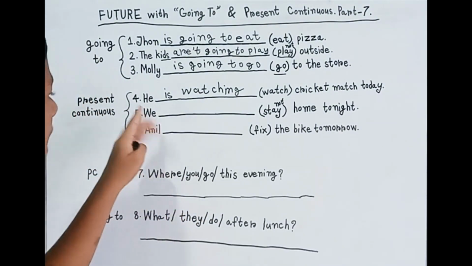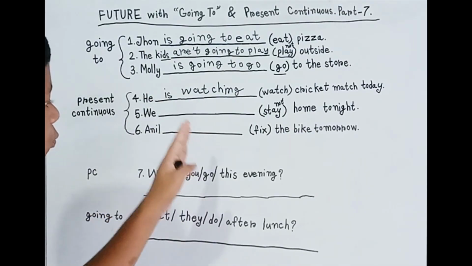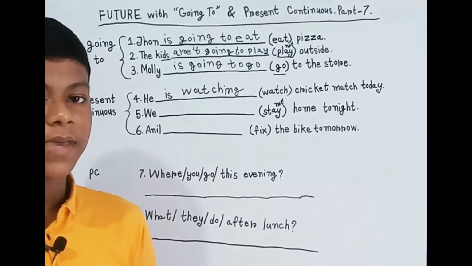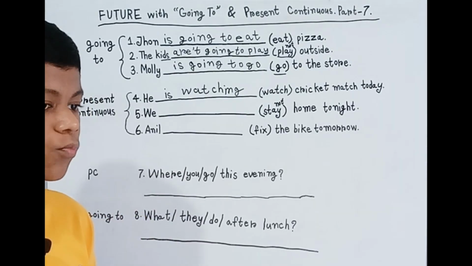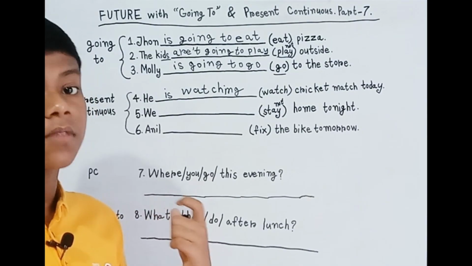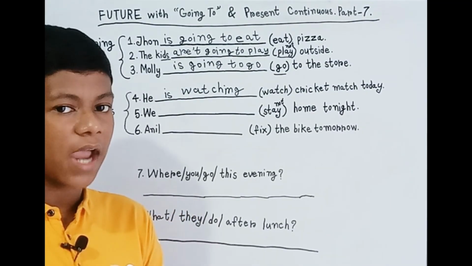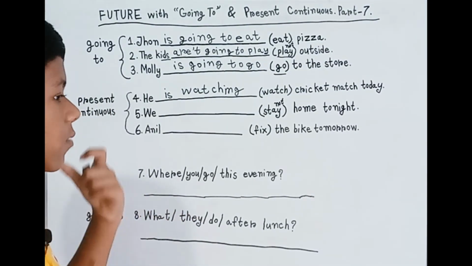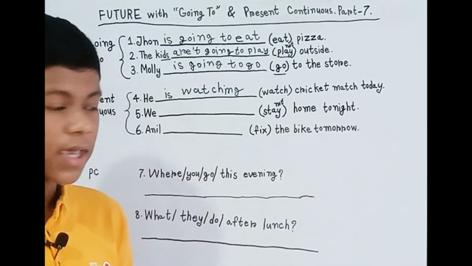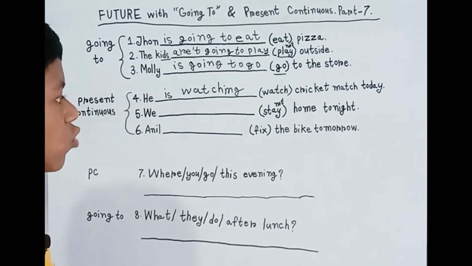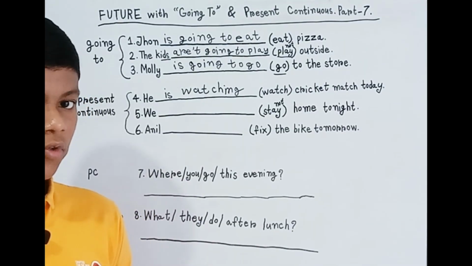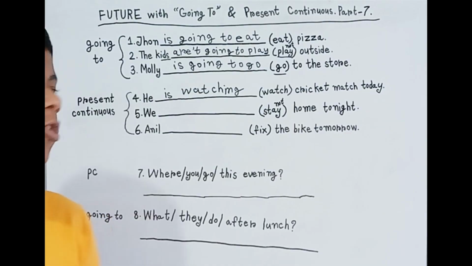So here after the word we, we have to add are. Why are? Because we means plural, first person plural. That's why we have to add are. But during the negative, we have to contract it. How can we contract it? We're not. Okay, we can write we're not.